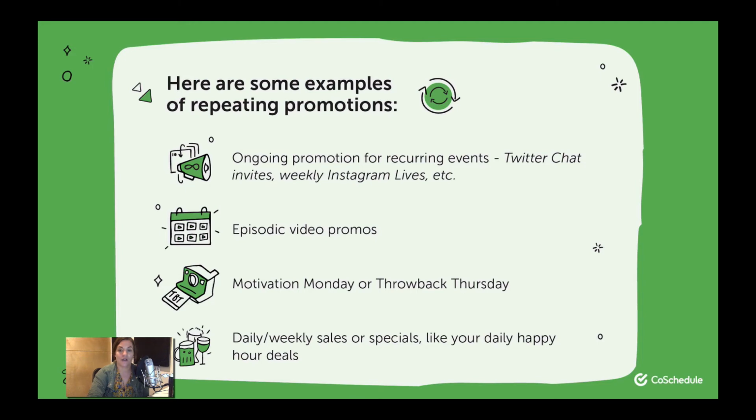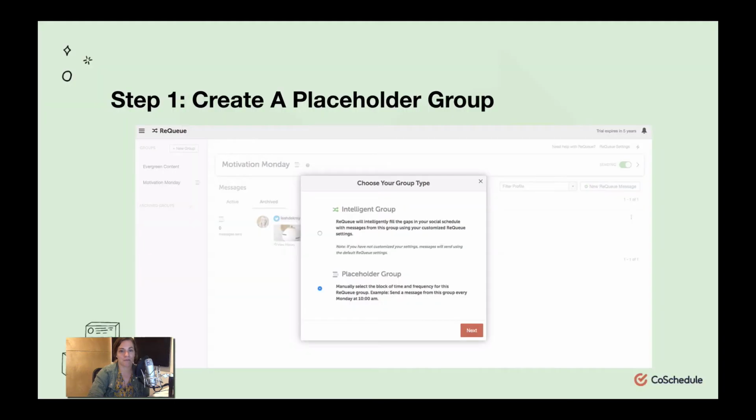Maybe you have themes that you use to help structure your social content, things like Motivation Monday, maybe a Taco Tuesday or Throwback Thursday. If you're using these types of messages, they work fantastic in a REQ group because you can set that frequency. So anything that you want to put on automation or autopilot, but you still want some control over the frequency and the cadence, a placeholder group is great for that.